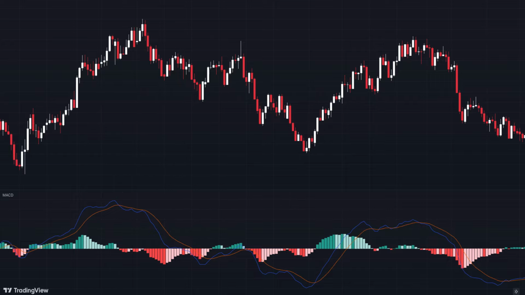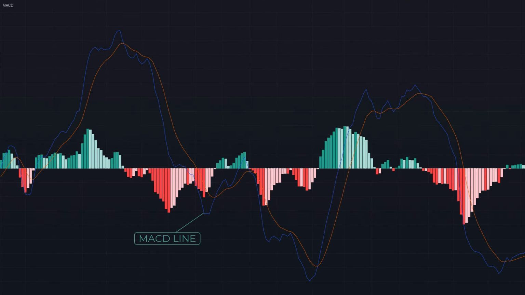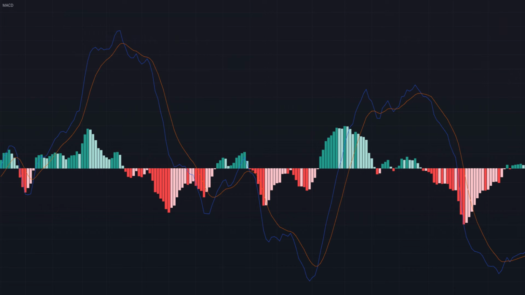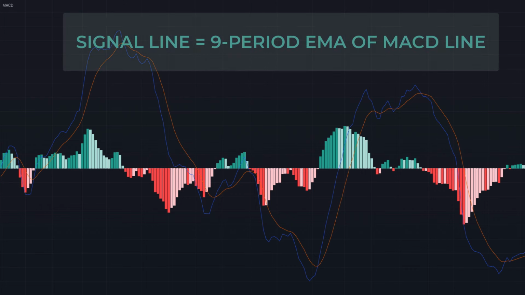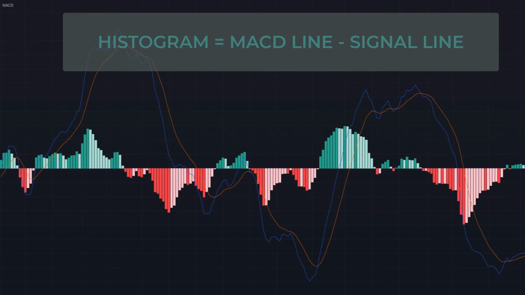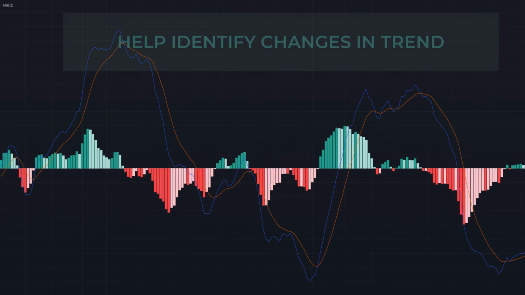Let's understand its components. MACD line. This line is calculated by subtracting the longer exponential moving average from the shorter exponential moving average. Signal line. It's a 9-period exponential moving average of the MACD line. Histogram. It's the difference between the MACD line and the signal line. The histogram shows the divergence between the two lines and can help identify changes in trend.